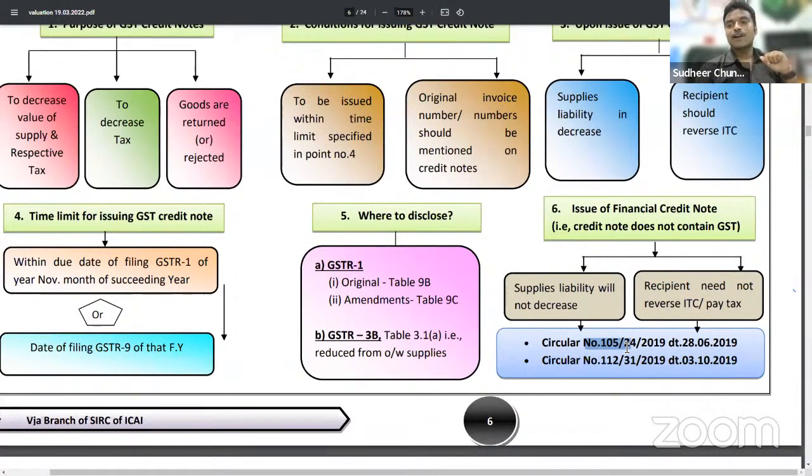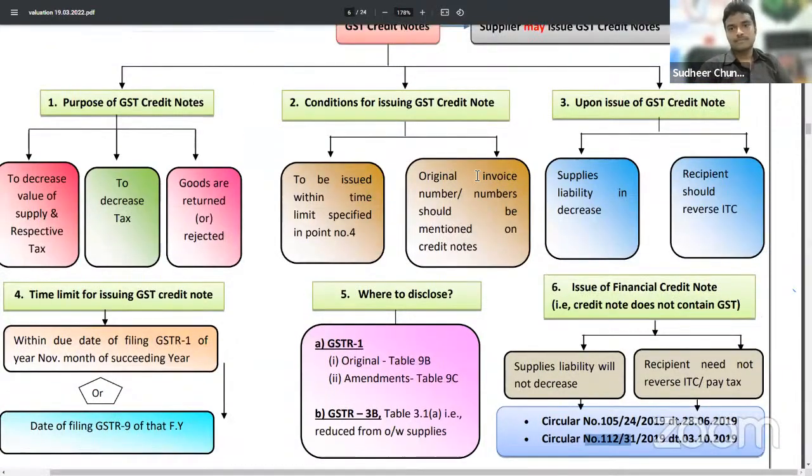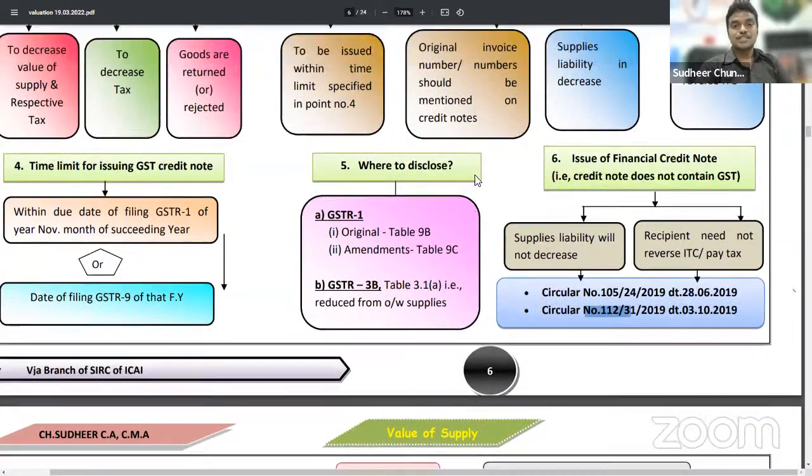In circular 105, they said that if a financial credit note is issued, the recipient should pay GST. Later, that circular has been withdrawn in circular number 112. Initially, they said that we have to pay GST in 105. Later, this 105 is withdrawn in circular number 112. Okay. So this is the GST credit note.